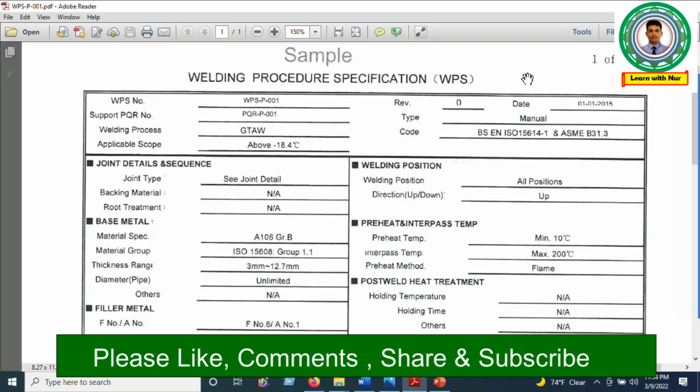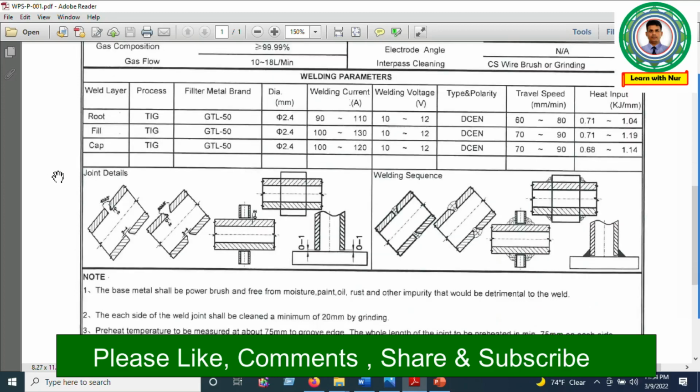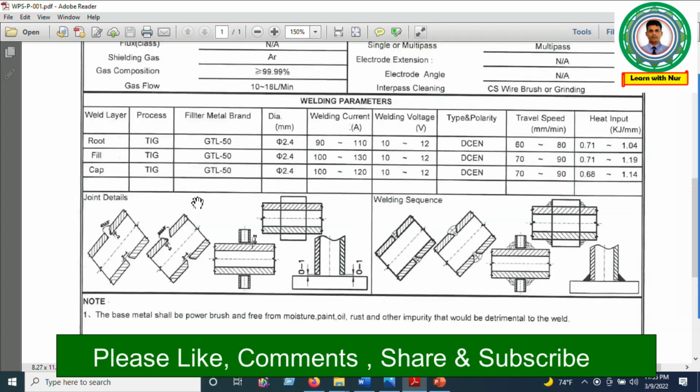So this is the basic information we have in a WPS, and we have to keep the record in our traceability or visual inspection report, of what WPS they followed. The second thing is the joint details and sequence. What will be the joint type or joint details? Here we can see the joint details: butt joint, then fillet weld. This is the joint during fit-up time, and this is after welding. We can see here the welding sequence. I hope you understand this point.